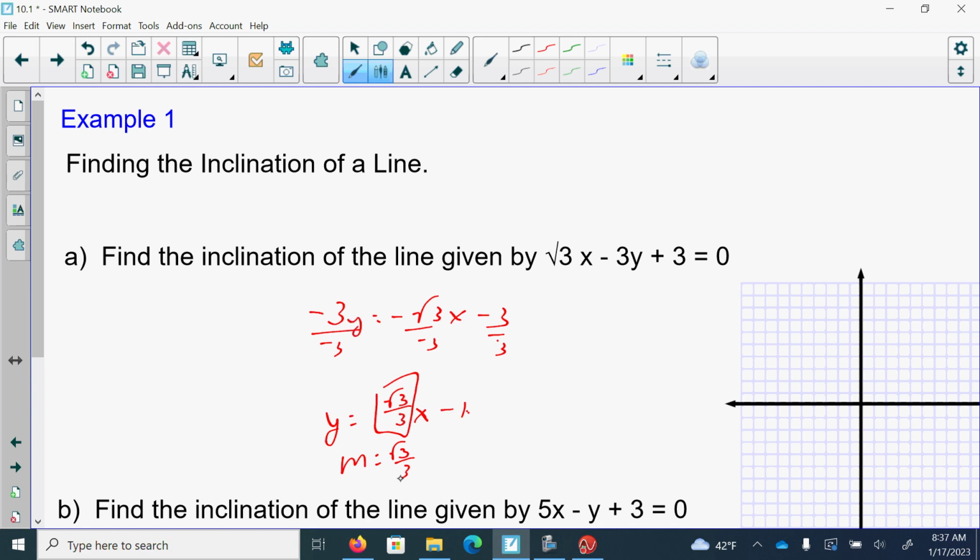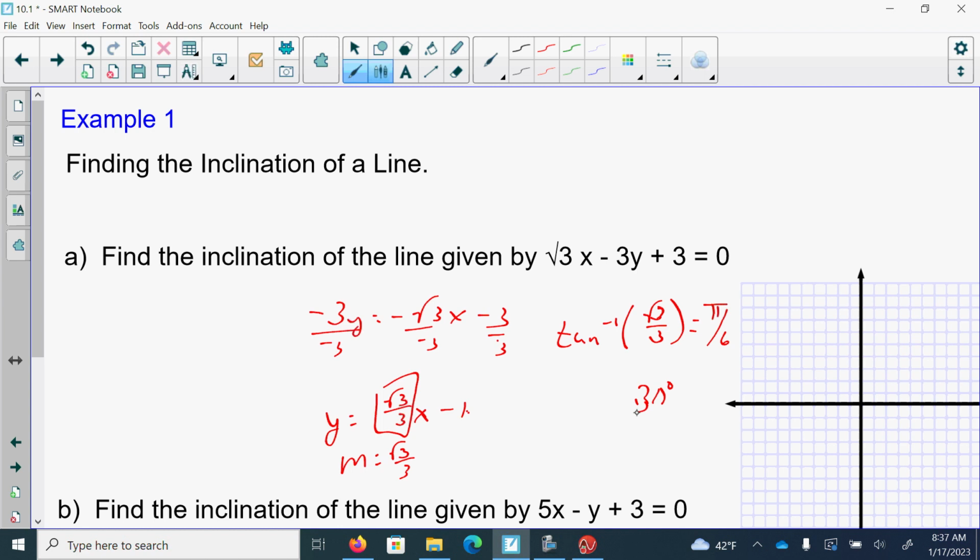Hopefully you recognize it from your unit circle, but if not, you're going to do the inverse tangent of the square root of 3 over 3. And when I do that, I'm going to get 30 degrees. You will get 30 degrees. You won't get pi over 6.